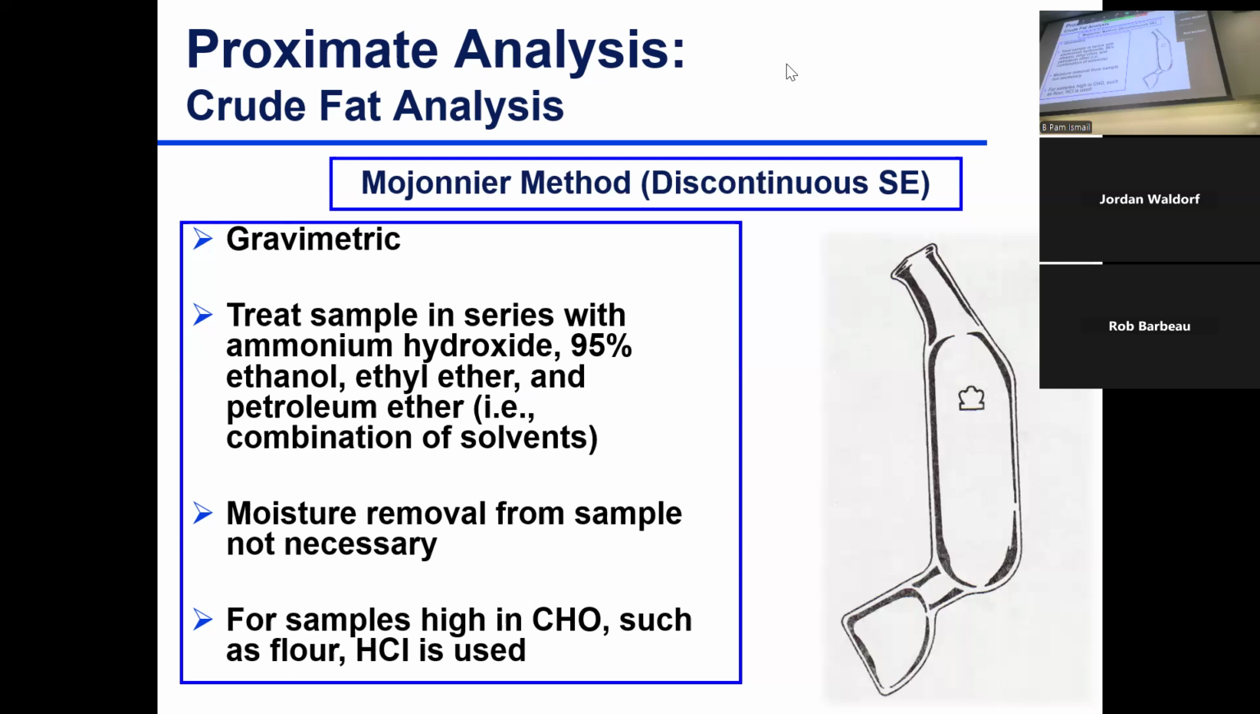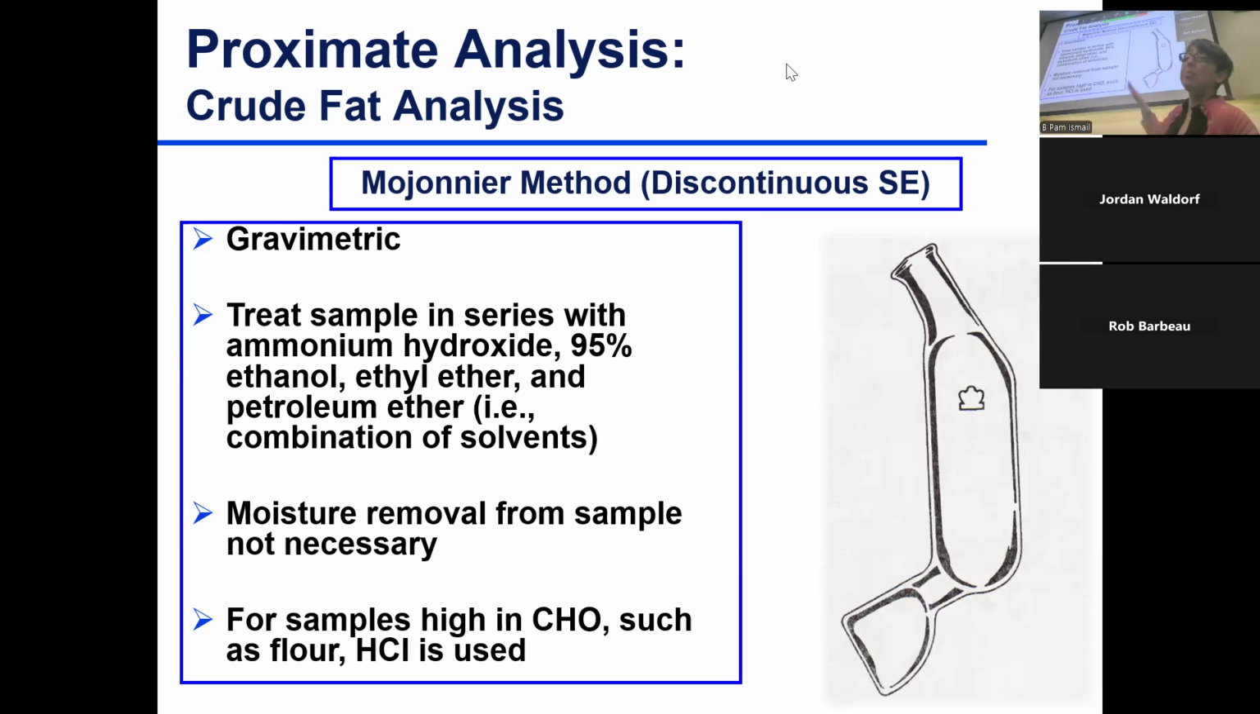But for samples that were high in carbohydrates, so your Cheerios, your baby cereal, and your almond, which is a combination of a little bit of carbohydrate, sugars, fat and proteins, we use HCl to break down everything to release the fat.